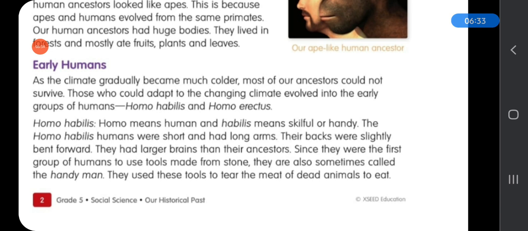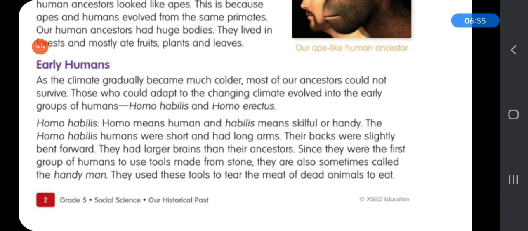The Homo habilis humans were short and had long arms. So we can make a question like, what are the features of Homo habilis? They had long arms, they had short arms, or they had straight backbones, and they had larger brains than their ancestors. They were the first group of humans to use tools made from stone. So which is the first group of humans to use tools made from stone? Answer is Homo habilis. They are also sometimes called the handy man.